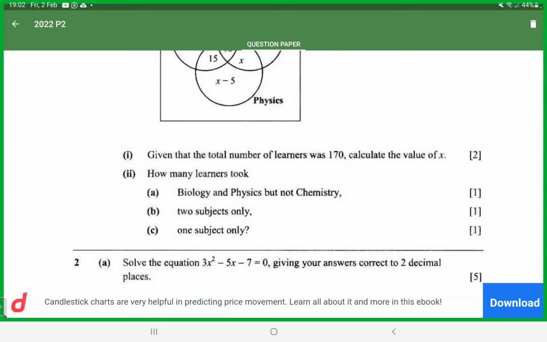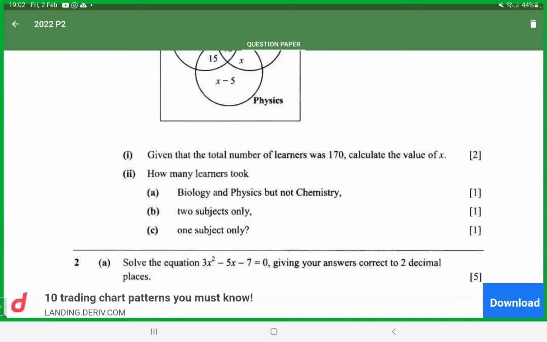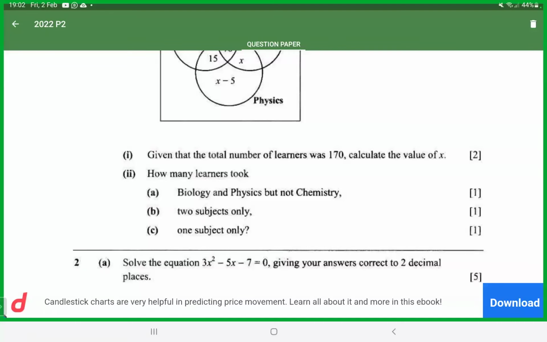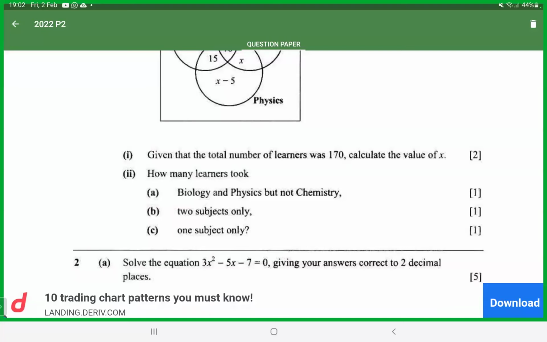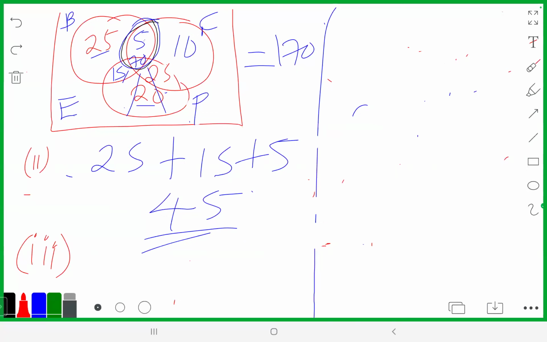Who is reading now? The one who is supposed to read. How many learners took one subject only? One subject there is 25, 10, and 20. Exactly. What does Faith think? I also think it's 25, 10, and 20. Okay. Simple, right? 55 in total.